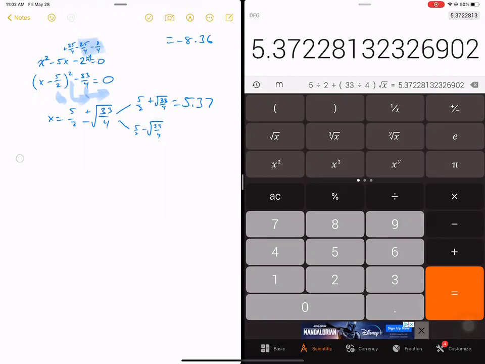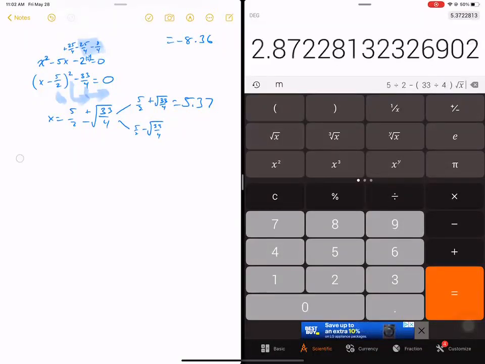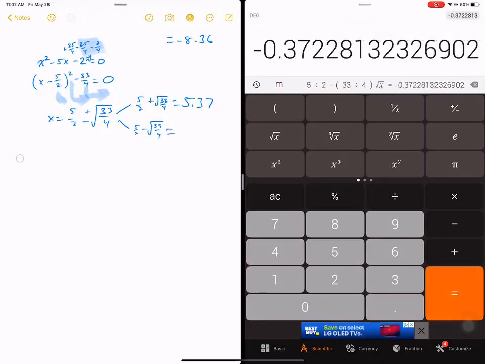Okay, let's do the other one. 5 divided by 2 minus, do parentheses, 33 divided by 4, close the parentheses, 8.25, and we take the square root of that. Equals, our answer is negative 0.37.